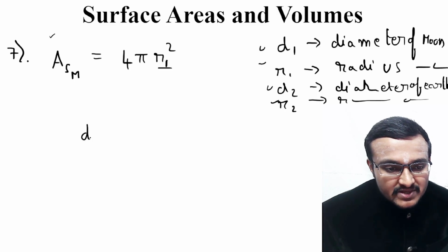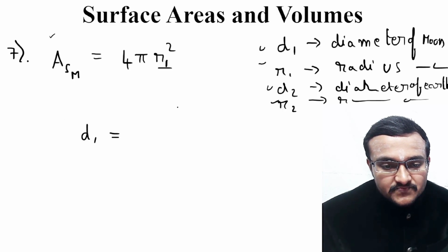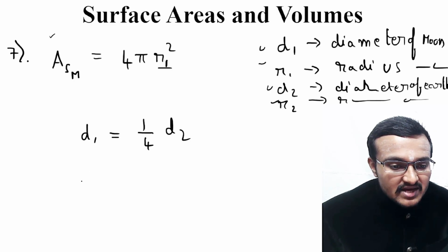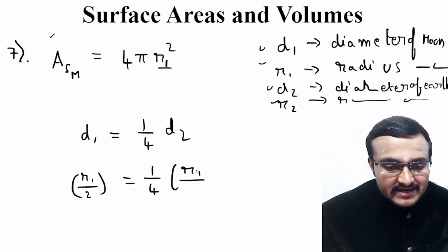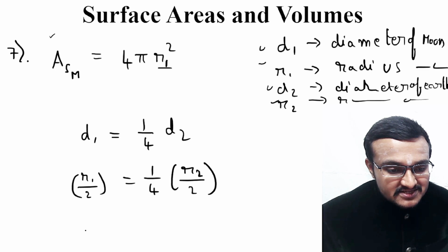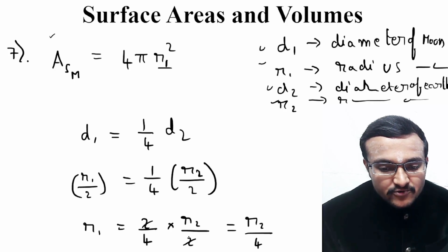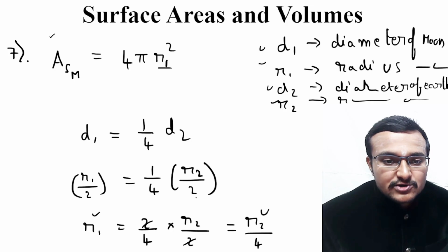So that means d1 is equal to 1/4 of d2, because d2 is the diameter of earth. In the place of d1 I can write r1 by 2, and in the place of d2 I can write r2 by 2. Now this 2 you can bring to the LHS. So r1 is equal to 2 by 4 into r2 by 2. Here the 2 gets cancelled, so in the place of r1, I can write r2 by 4.